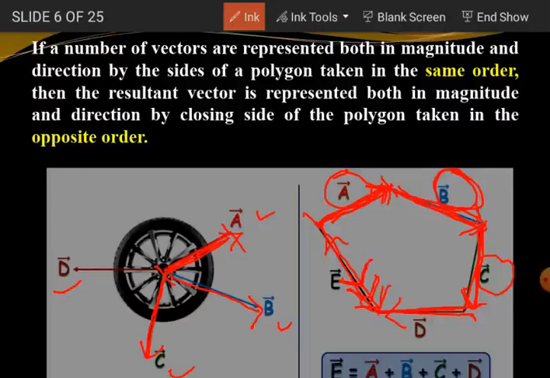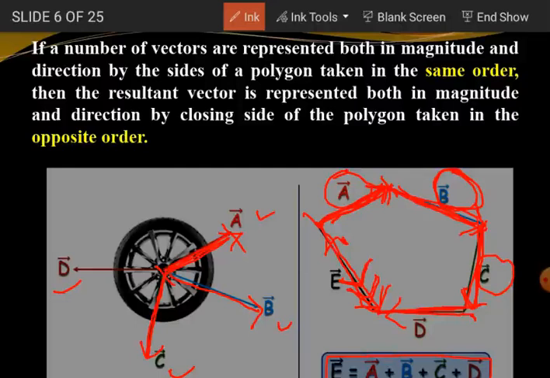then this closing side taken in opposite order will represent the resultant of all those four vectors, a vector, b vector, c vector, and d vector. So your e vector can be represented by what? A vector plus b vector plus c vector plus d vector, like that. Got it?